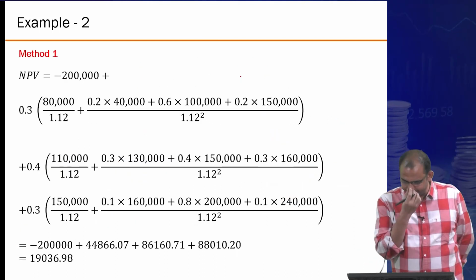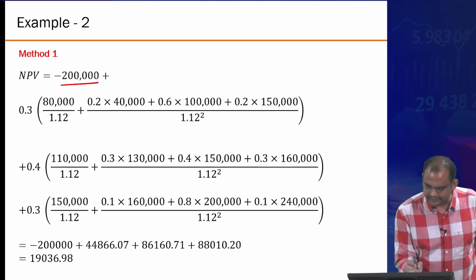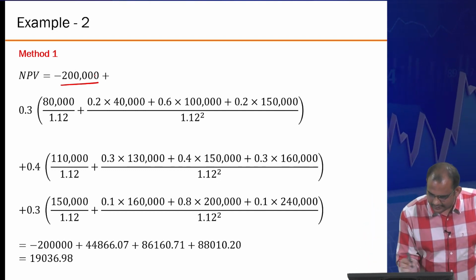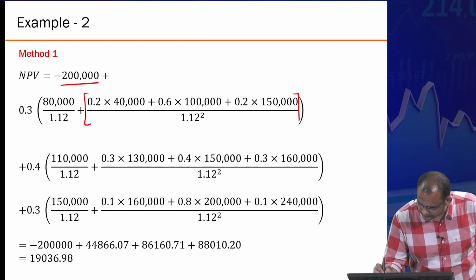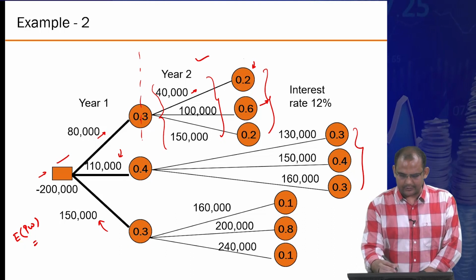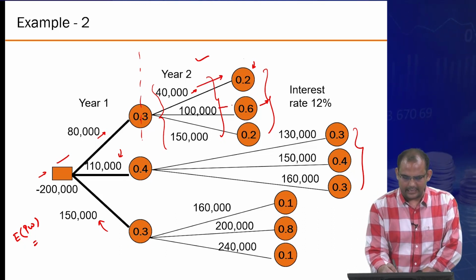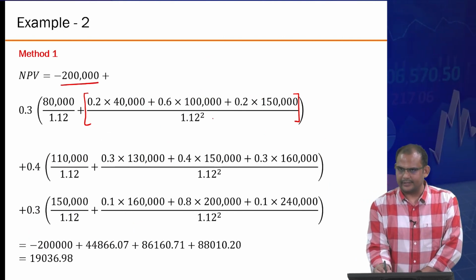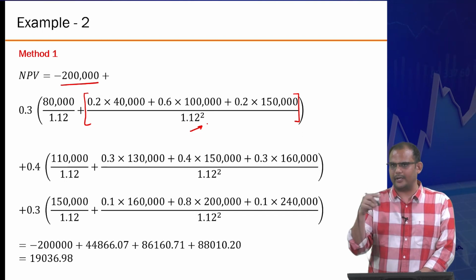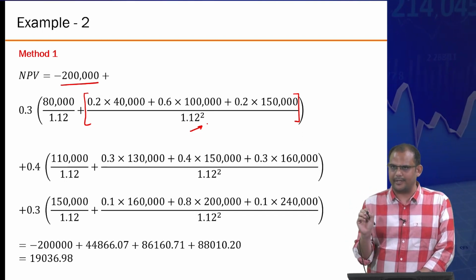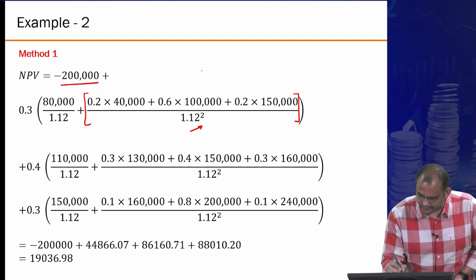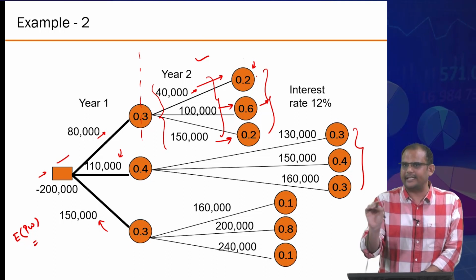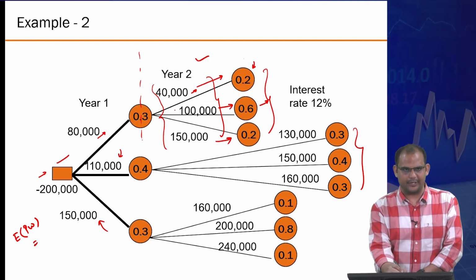Okay. First method, if you want to calculate the NPV, the first value is okay. There is no probability distribution. It's an initial cost without any probability. First look at this term. 0.2 into 40,000, 0.2 into 40,000, 100,000 into 0.6 and 150,000 into 0.2. Right? And this will be discounted by 2 periods. So 1.12, 12% is your rate, so it will be discounted by 2 periods. So you have converted all these series into an expected cash flow of year 2 for this particular node, right?